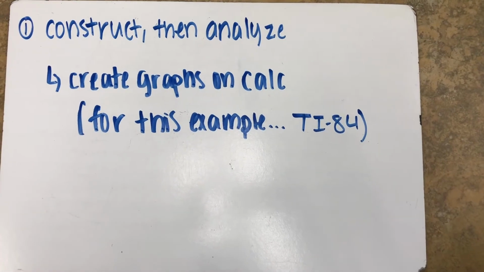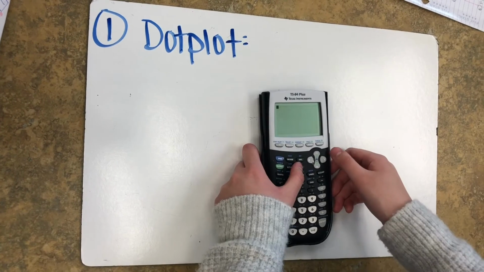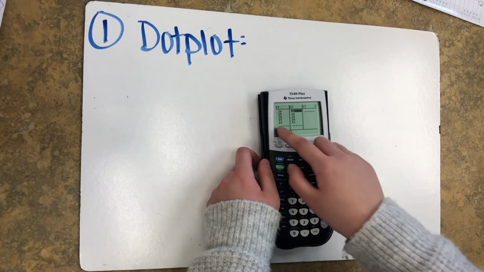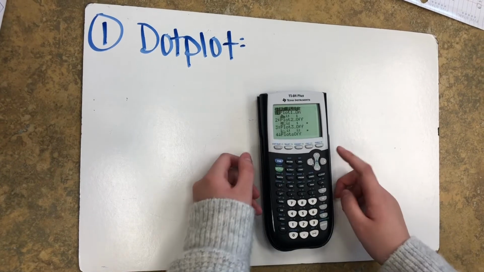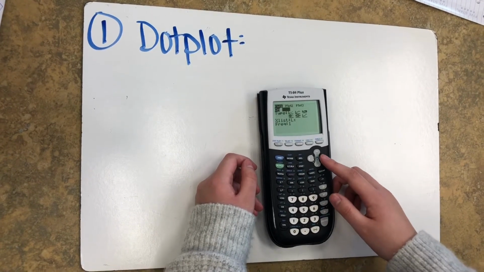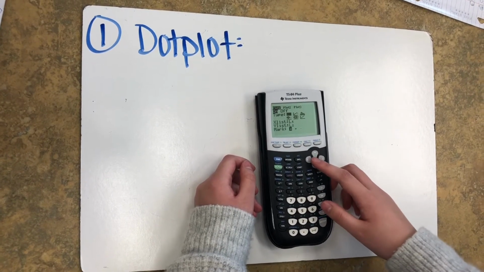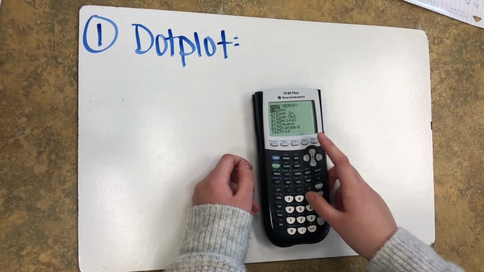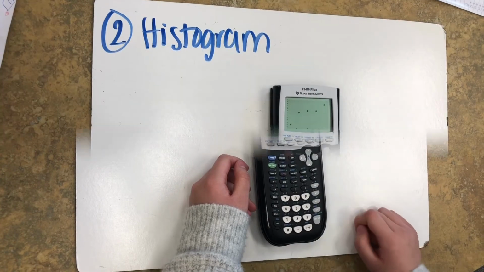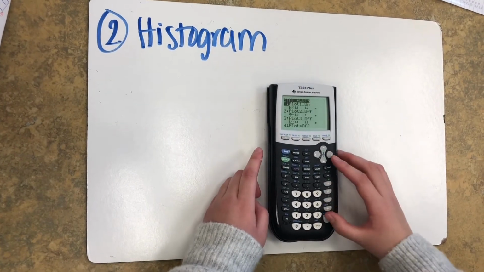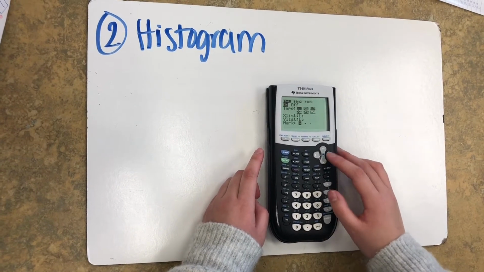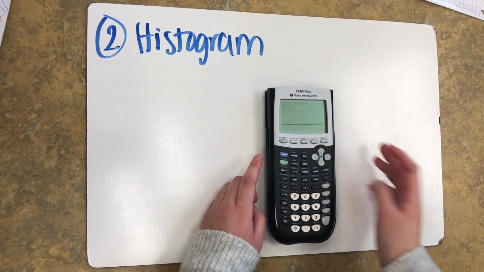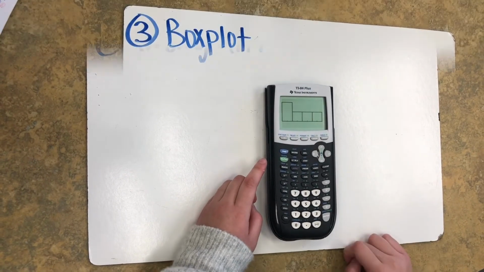Now we are going to show you how to construct and analyze graphs on our calculator. For all the graphs we're showing, we're using the same set of data in List 1 and List 2. For a dot plot, select the plot in the top left corner. Then click Graph, and then zoom 9 in order to see all the data points. To make a histogram, we go back to our graph settings and choose the graph in the top right corner. From there, you click Graph and then zoom 9 again to see all the data.